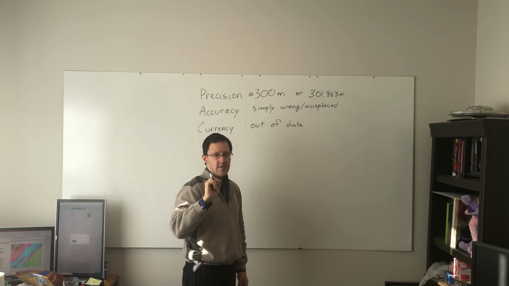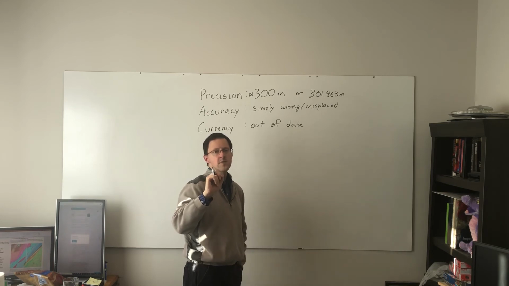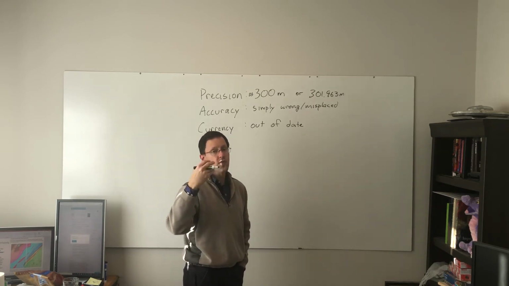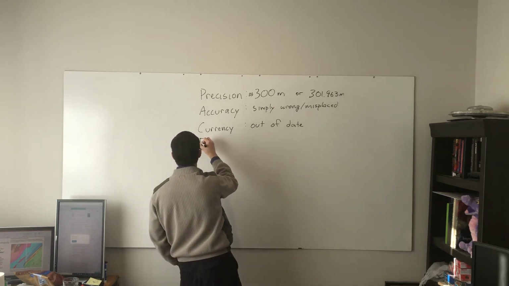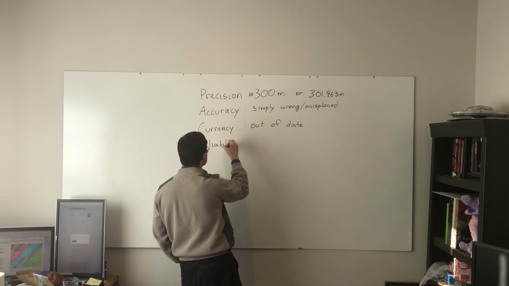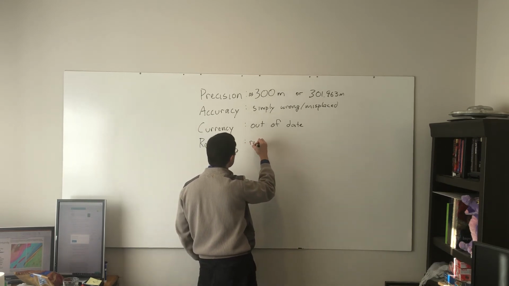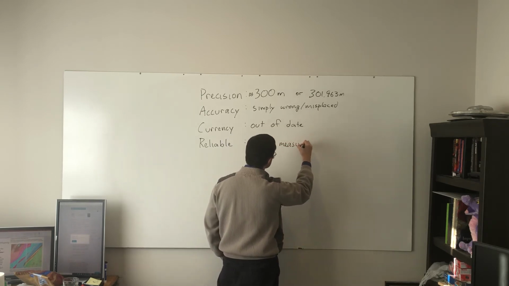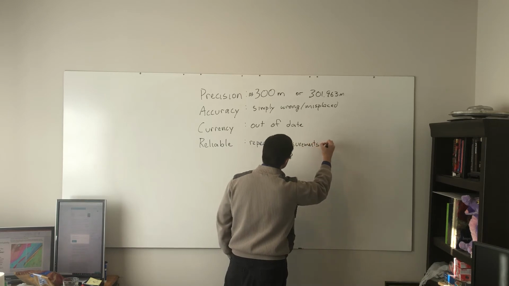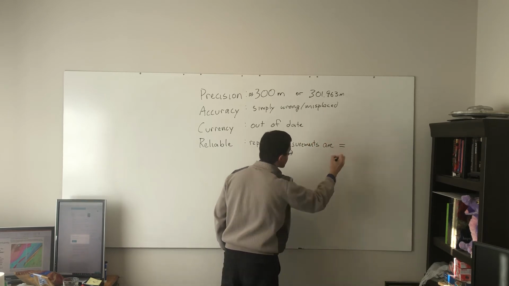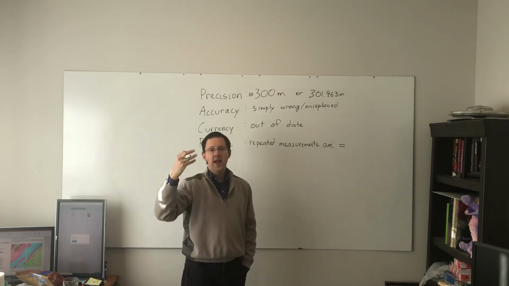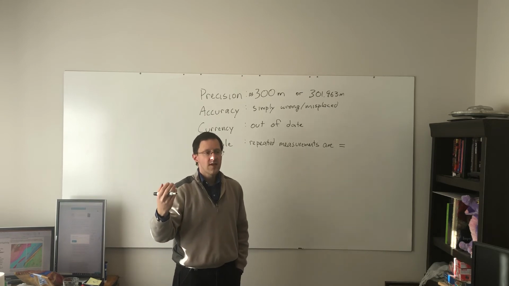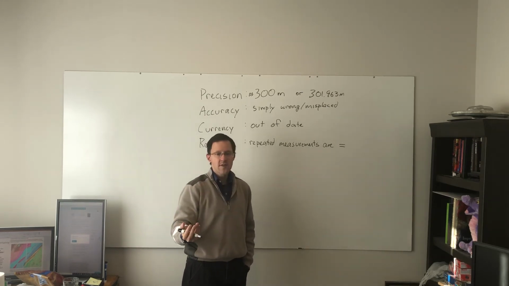The next type of uncertainty, or source of uncertainty, is whether or not the data is reliable. If the data and the data collection method is reliable, then you can repeat that and get the same measurement.